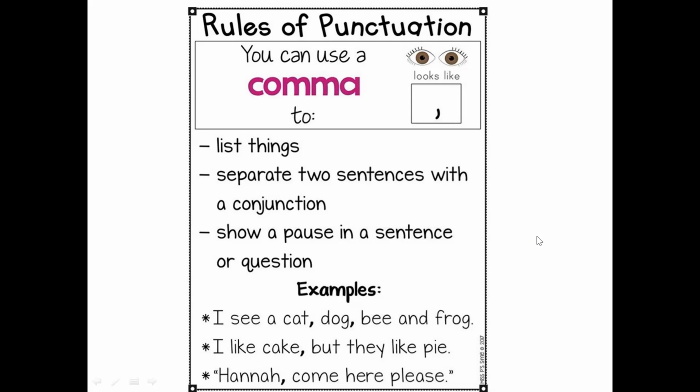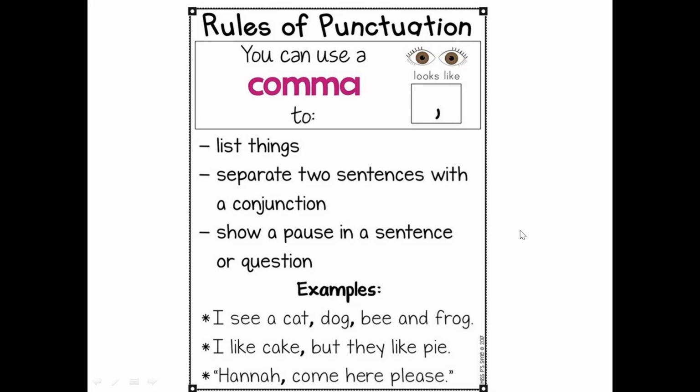Okay. So in the first sentence, what are commas used for? They are used to list things. Okay, listing. And what about the second sentence? I think they are used to separate two sentences with a conjunction. Okay, and the last one. The last one is to show a pause in a sentence or question. Okay, quite good. Thank you.